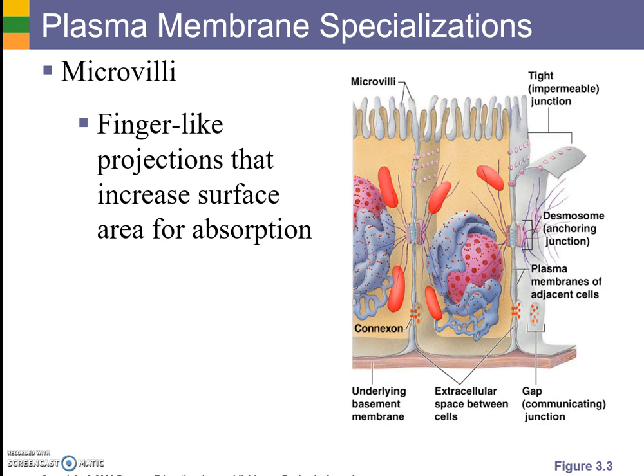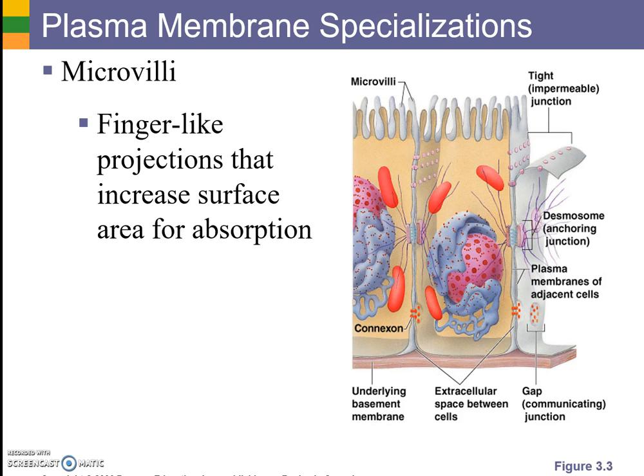What we also see in this picture, in these epithelial cells, because we see a free end on one side, we see a basement membrane connecting them to usually some sort of connective tissue, and we see that the cells are anchored together by different types of connections.